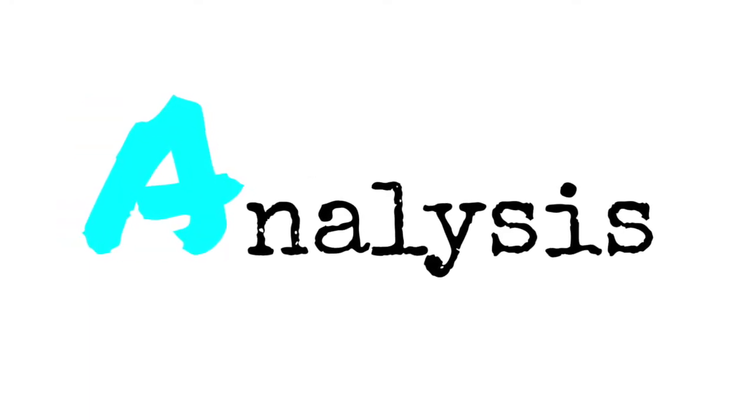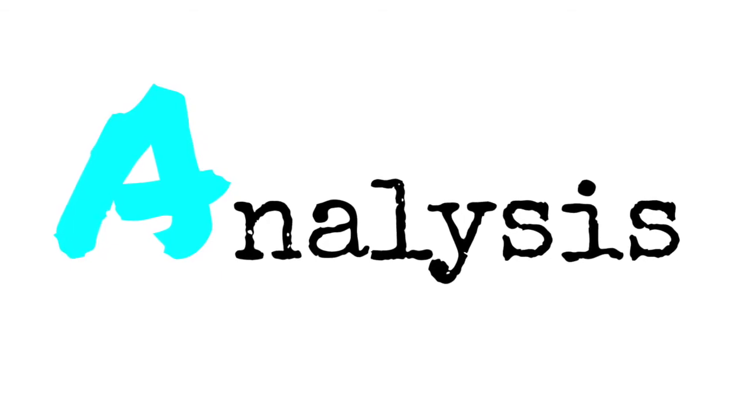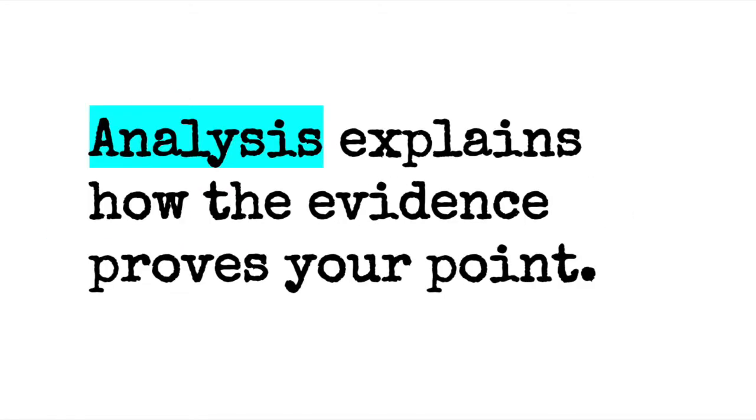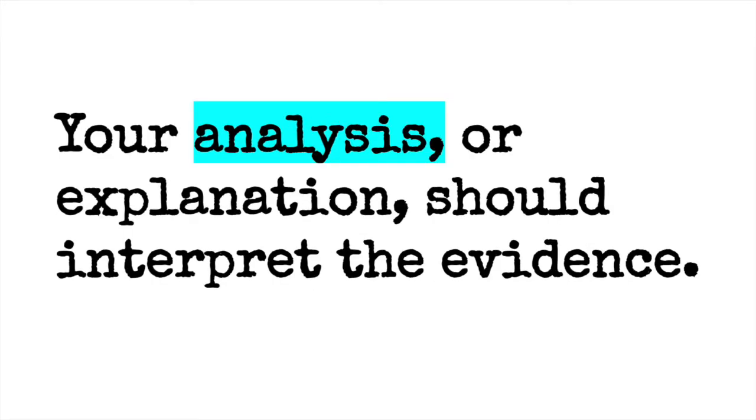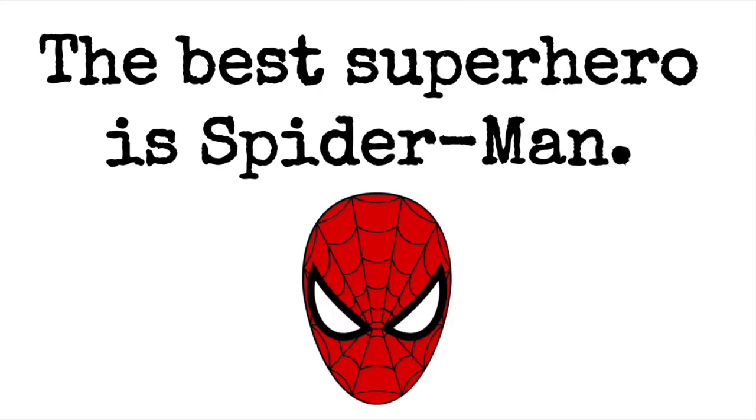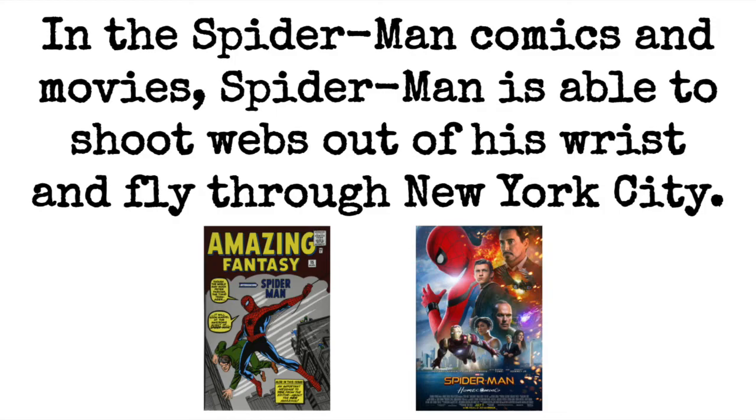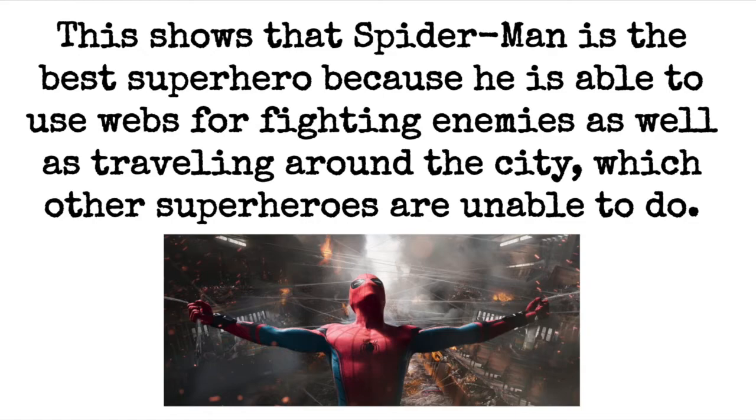Now let's talk about the A in PEAL, analysis. Analysis explains how the evidence proves your point. Your explanation should interpret the evidence for the reader. Let's go over an example using the Spider-Man example once again. Our evidence stated this: in the Spider-Man comics and movies, Spider-Man is able to shoot webs out of his wrist and fly through New York City. Now here's an example for how to write the analysis.